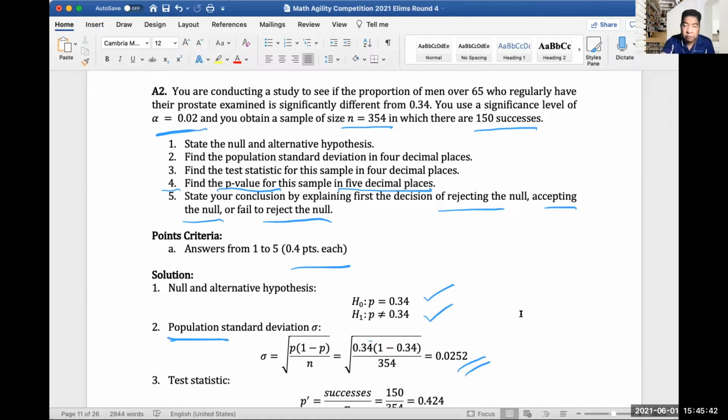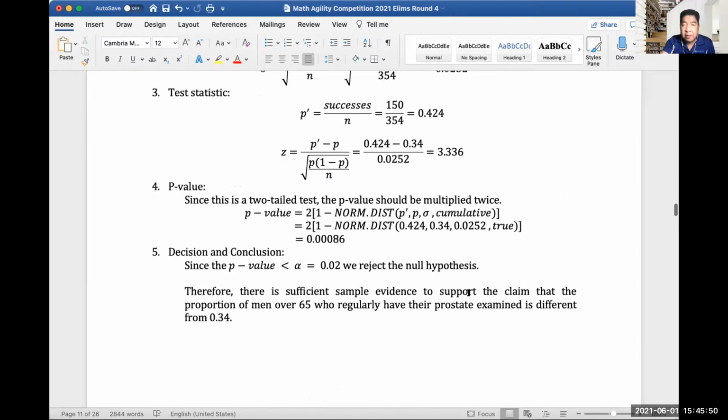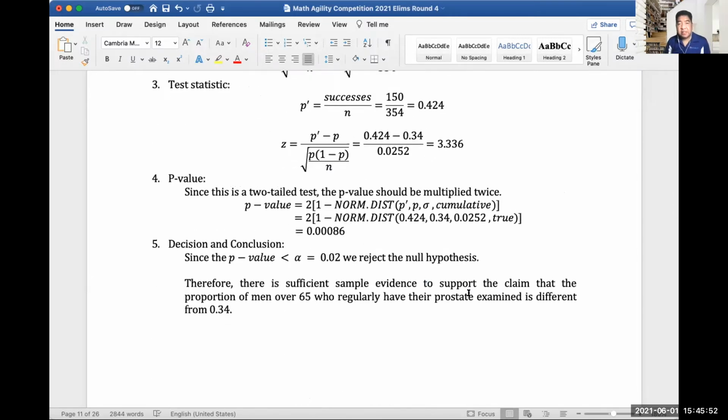Okay, so let's move to compute the test statistic. To compute the test statistic z, first p prime, we know that the number of successes is 150 and the total number of samples is 354. So p prime, sometimes they use p hat, is the value of the sample proportion. 0.424 would be the sample proportion.